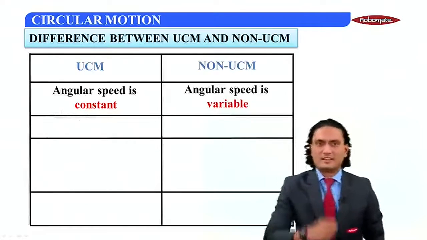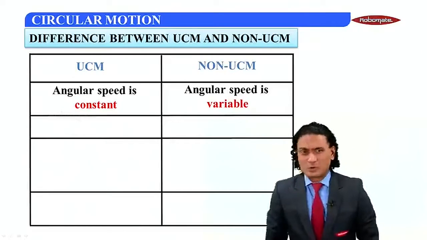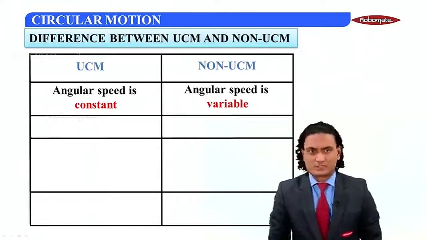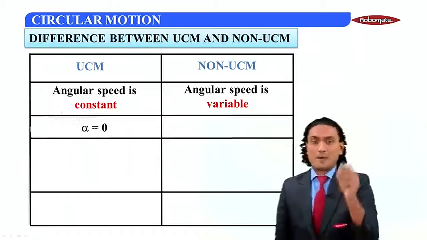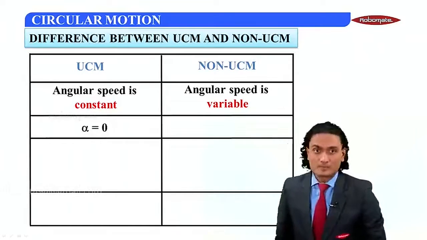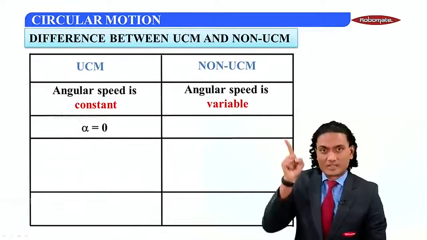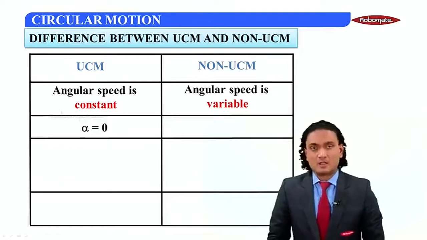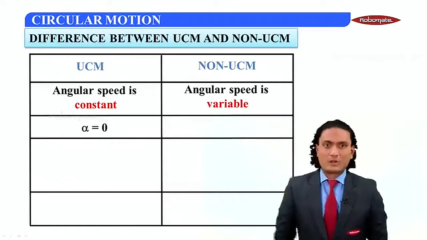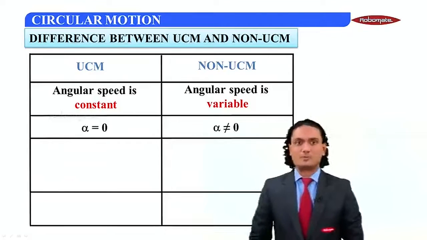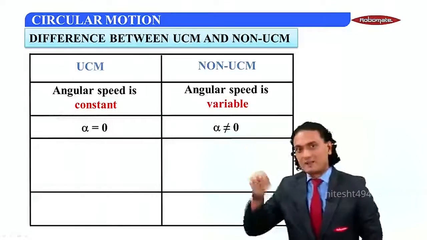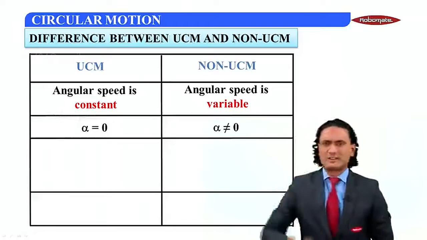Second difference. Angular speed is constant, that is the magnitude of angular velocity is constant. Then I can say angular acceleration of a particle performing UCM is 0. But on the other hand, in non-UCM, angular speed is variable. So the magnitude of the angular acceleration of a particle performing non-UCM is not equal to 0. Alpha is not 0 over here, but there alpha is 0. Is that clear? This is the second difference.